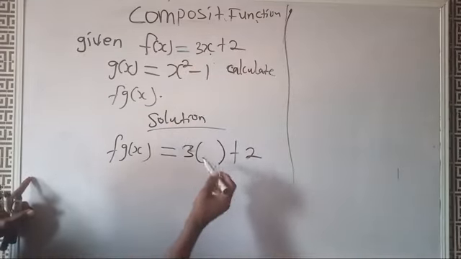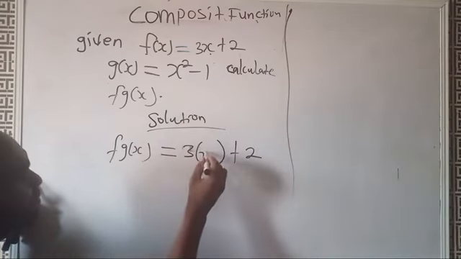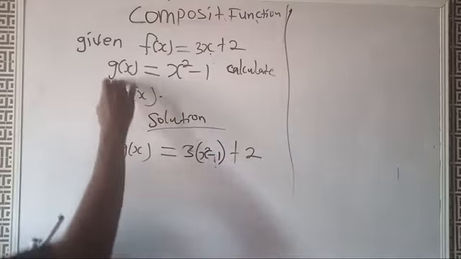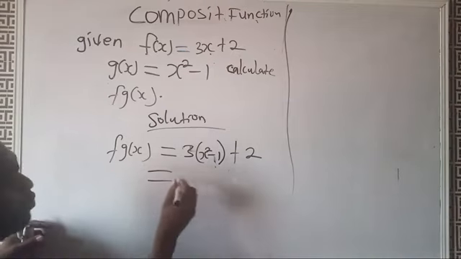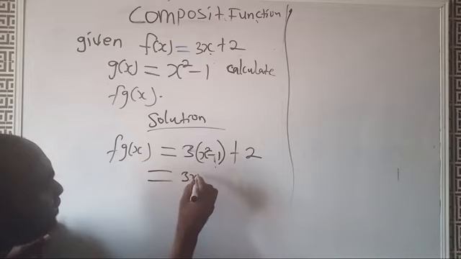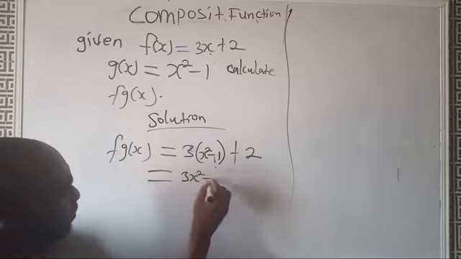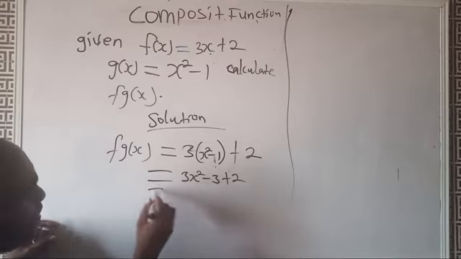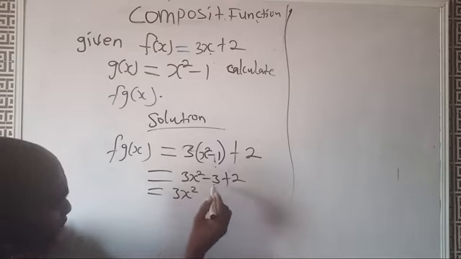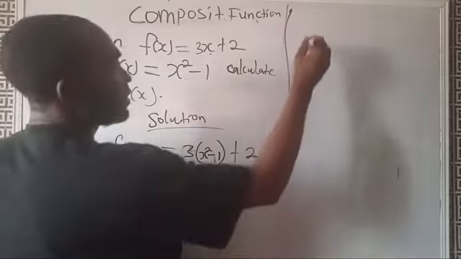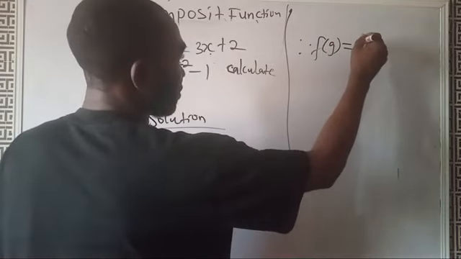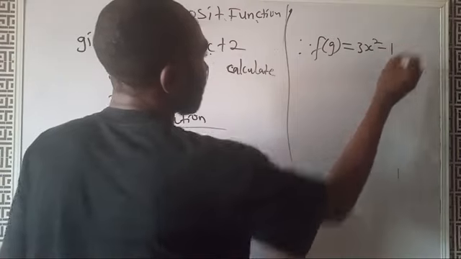I will define the first function. I will now take this function inside, because there is g inside of f of x. So here I will open it. 3 times x squared gives me 3x squared. Then 3 times minus 1 gives me minus 3. Then plus 2 here. Then 3x squared minus 3 plus 2 gives me minus 1. Therefore f of g of x is equal to 3x squared minus 1.